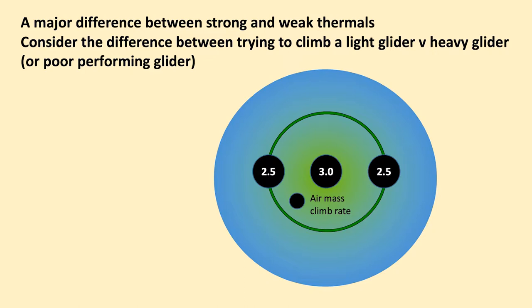A major difference between strong and weak thermals. Consider the difference between trying to climb a light glider versus a heavy glider or a poor performing glider. So in this thermal, we're saying that the black values are the actual air mass climb rates, the movement of the air.